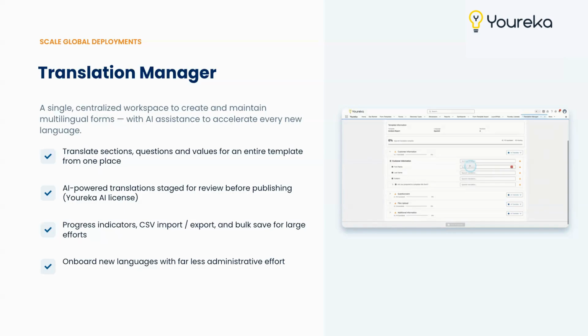Delta also introduces AI sister translation for customers with a Youreka AI license. The key point is that AI generated translations are staged for review before publishing. Admins stay in control with the ability to review, refine, and improve translations before they are used. For larger translation efforts, CSV import and export, along with bulk save, help make localization more efficient.